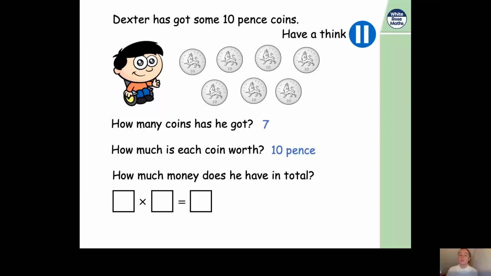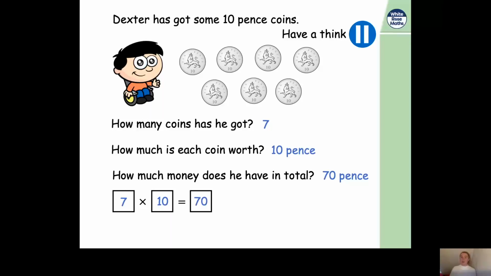So what multiplication number sentence can we do to work out the answer? Well, there are 7 coins and they are each worth 10 pence. So we can do 7 multiplied by 10, which is 70. Shall we check that answer? Let's count together in steps of 10, 7 times. Are you ready? 10, 20, 30, 40, 50, 60, 70. Stop! We've counted 7 steps. And yes, we got to the answer 70.